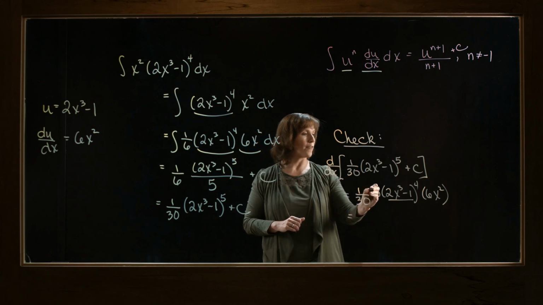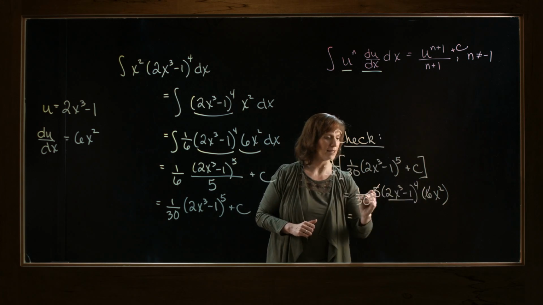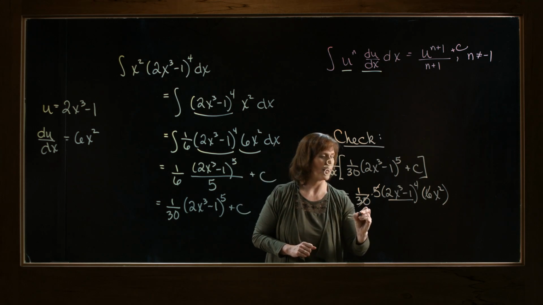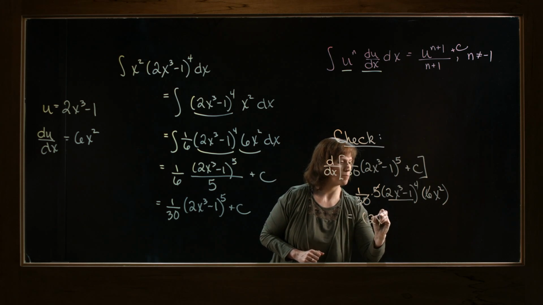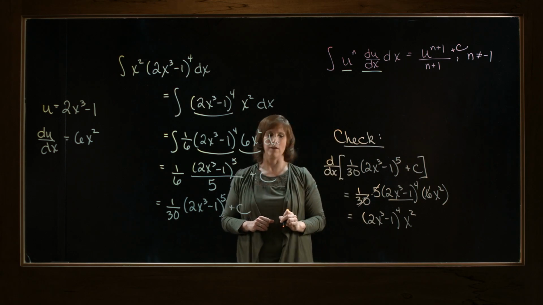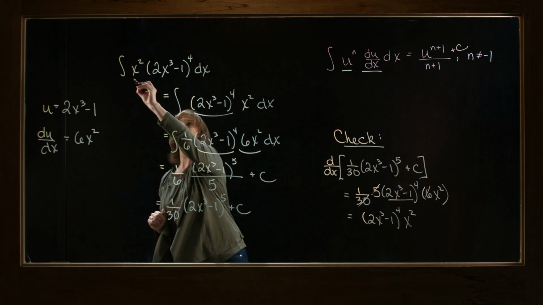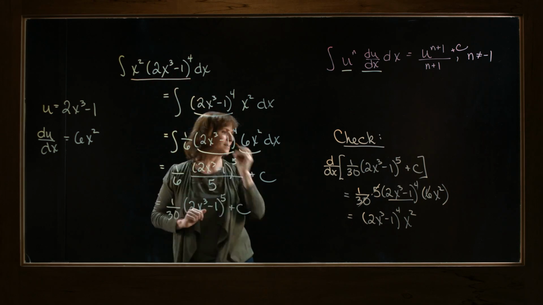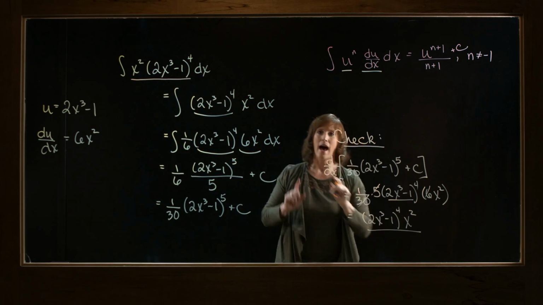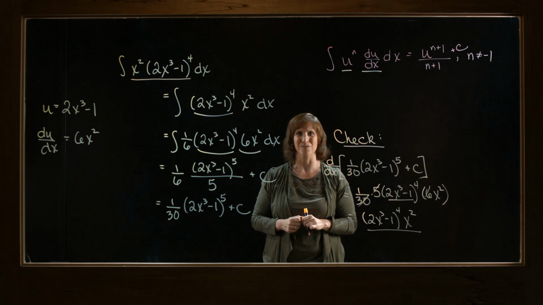So let's see. I've got 5 times 6 all over 30. Those are all going to cancel, and I'm left with 2x cubed minus 1 to the 4th power times x squared. Now, if you look at the original problem, the integrand was exactly the same thing. Again, the order is reversed, but multiplication is commutative, so that's not an issue.